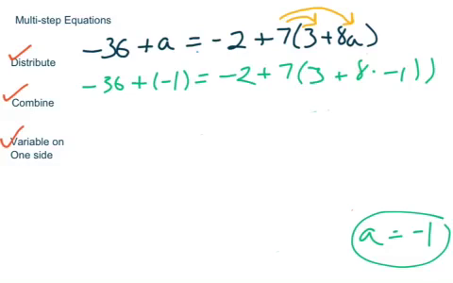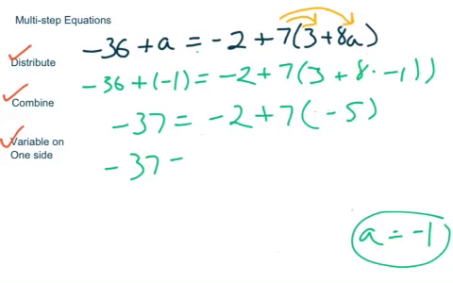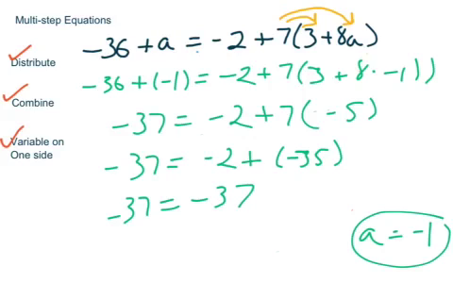And so on this side, negative 36 plus a negative 1 is negative 37. We get negative 2 plus 7 times 3 plus 8 times a negative 1. 8 times a negative 1 is negative 8, plus 3 is negative 5. I then have negative 37 is equal to negative 2 plus 7 times a negative 5, which is negative 35. When I add that side together, I get negative 2 plus a negative 35 is negative 37.